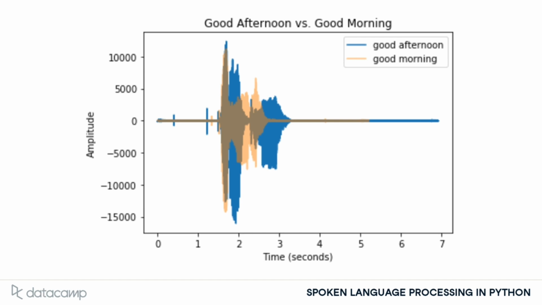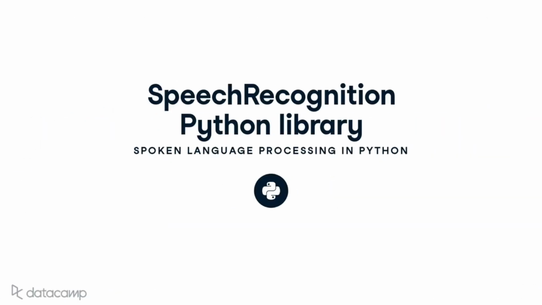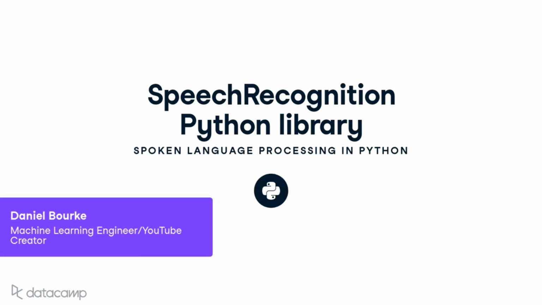to words. To get started with spoken language recognition, let's check out the speech recognition Python library. We'll start with why the speech recognition library, and then we'll get into seeing how we can use Google's Web Speech API to transcribe speech to text.